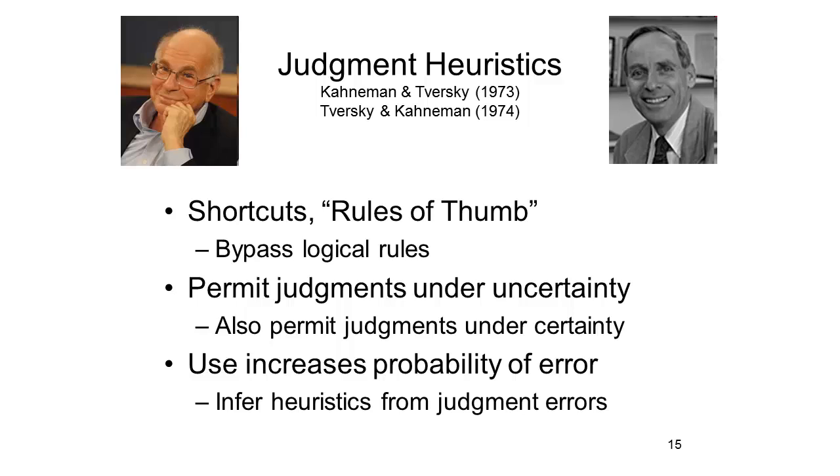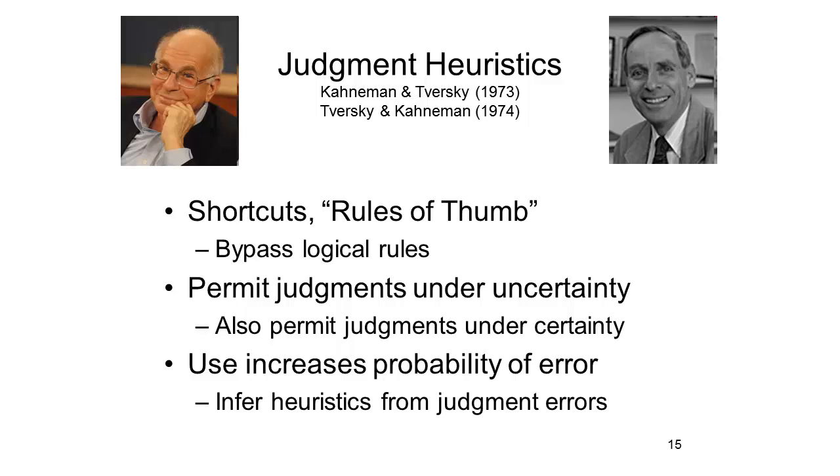But Kahneman was very clear in his acceptance of the award that his work had been collaborative with Tversky. Anyway, these judgment heuristics, these shortcuts, these rules of thumb, bypass logical rules and thus permit us to make judgments under conditions of uncertainty. Which is great, except that precisely because judgment heuristics bypass the logical rules of reasoning, their use also increases the probability of making a judgment error. Remember, using the appropriate algorithm guarantees that you'll get the right answer every time, precisely because the algorithm is based on logical rules of inference. But if you do anything else, it's possible that you're going to make a mistake.